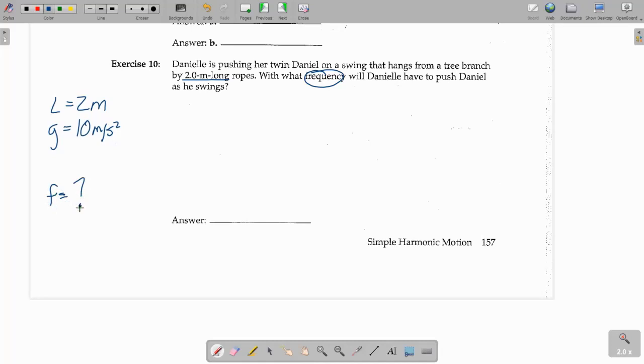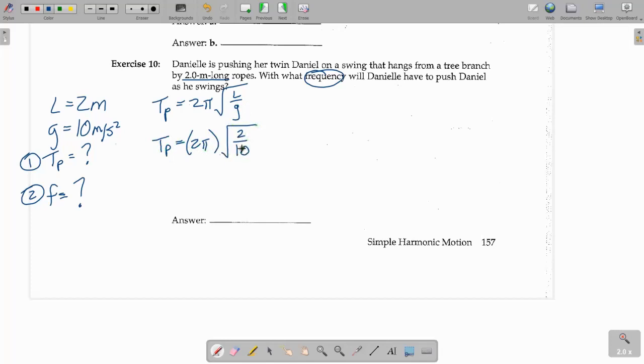Well, this is a two-step problem. In order to get frequency, we're first going to have to solve for the period of this pendulum. Once we get the period, so this will be 1, then we can solve for frequency 2 there. Okay, so we'll start off, we'll calculate the period of a pendulum. Remember, that's 2 pi times the square root of length over acceleration due to gravity. So 2 pi times the square root of 2 divided by 10. So again, please do 2 divided by 10, which is 0.2, then square root it, okay, then multiply it by 2 pi, and you're going to find out that your period for the pendulum is 2.81 seconds. So that's the first part.